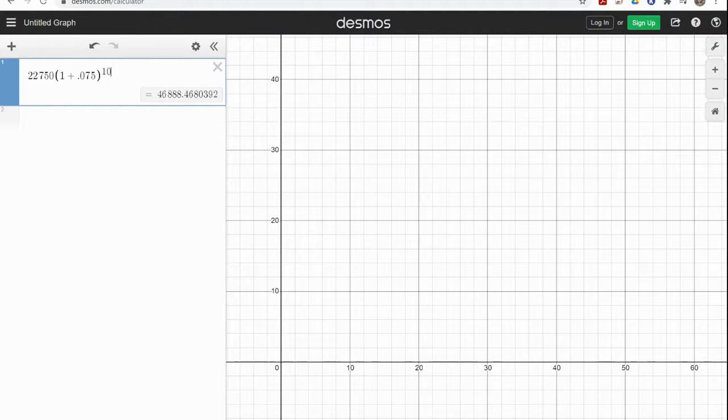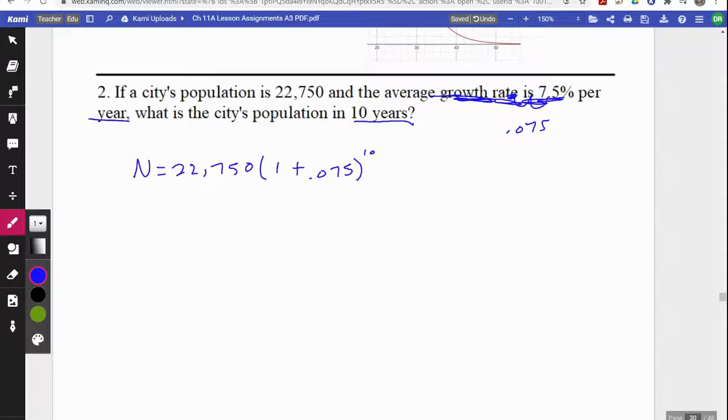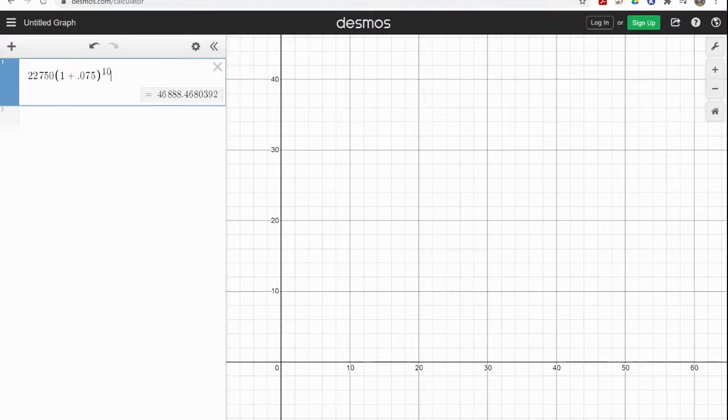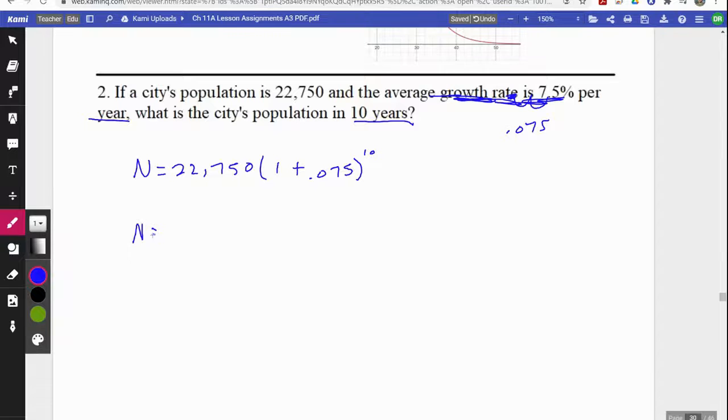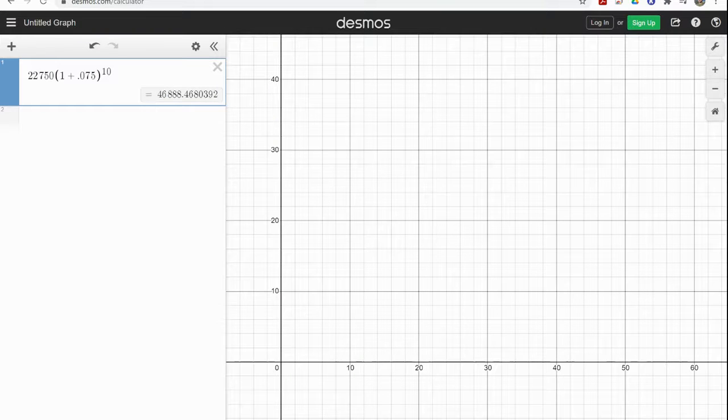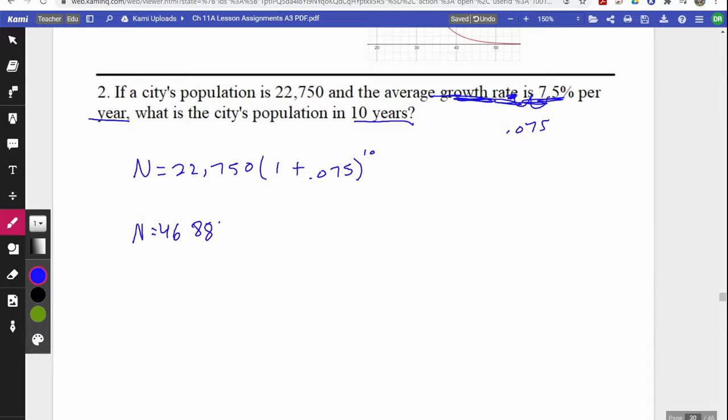We have 46,888. And when we're talking about populations, we typically just disregard the decimals. So that's 46,888. That's a pretty big increase in 10 years.